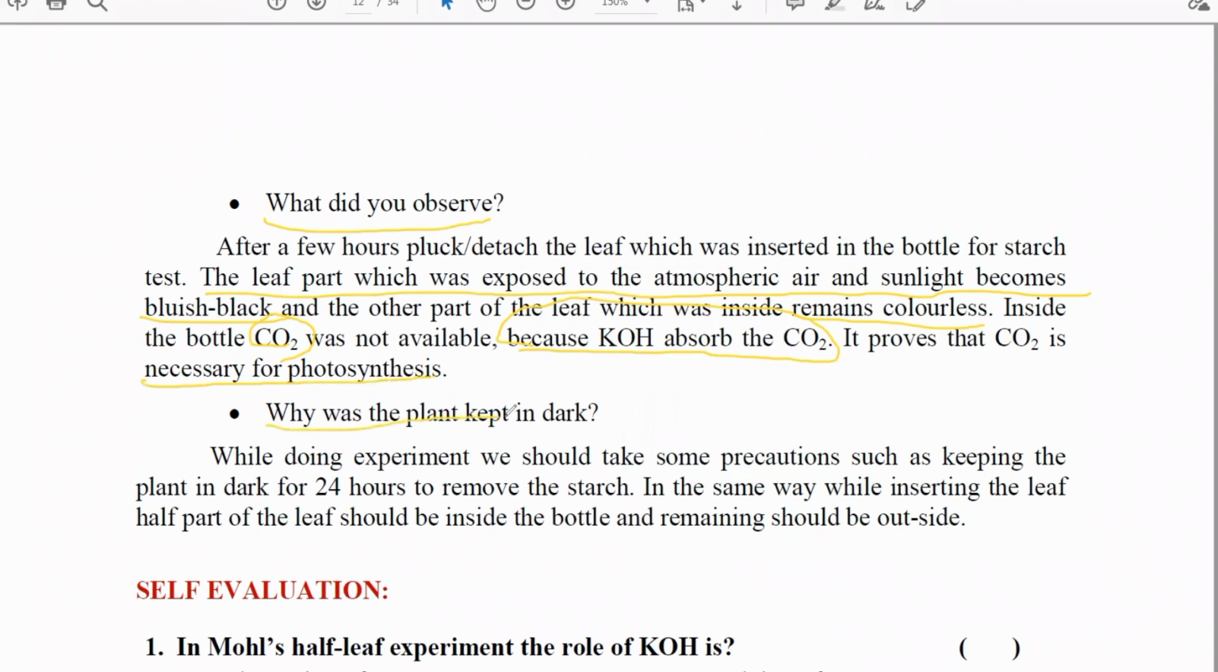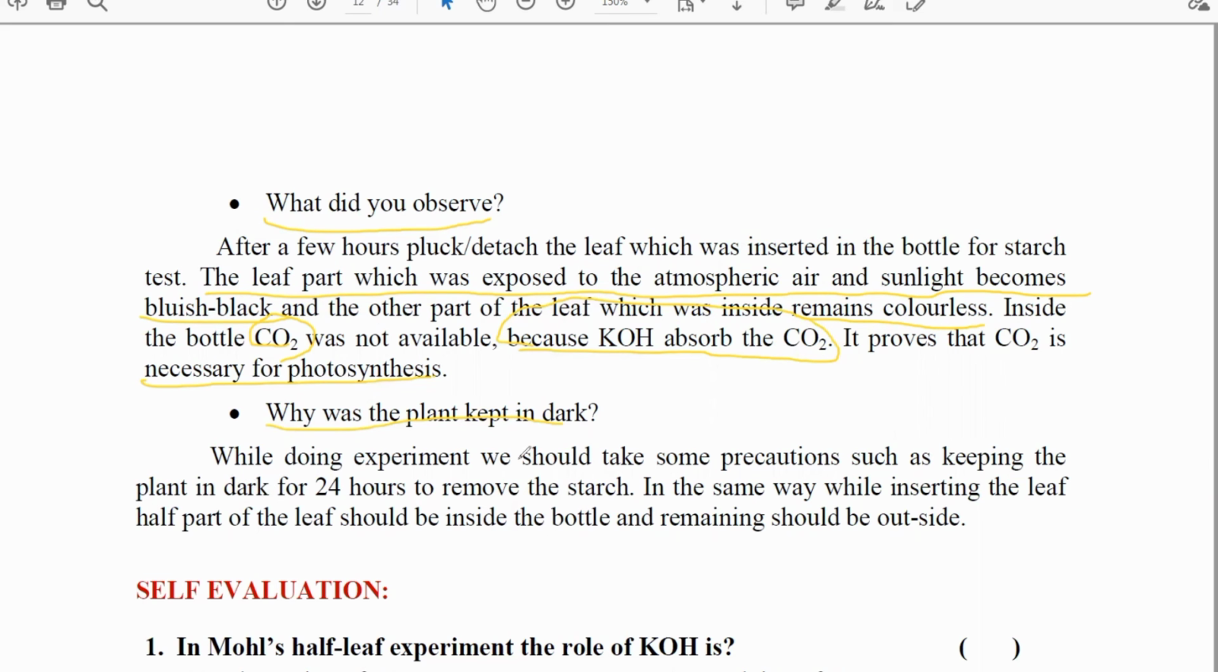So why was the plant kept in the dark? For this I already said, to make sure that the leaves are free from starch. So before conducting the experiment, we have to keep the potted plant in a dark room to make sure that the leaves are free from starch.